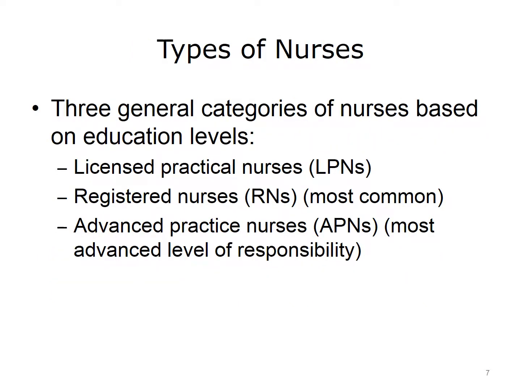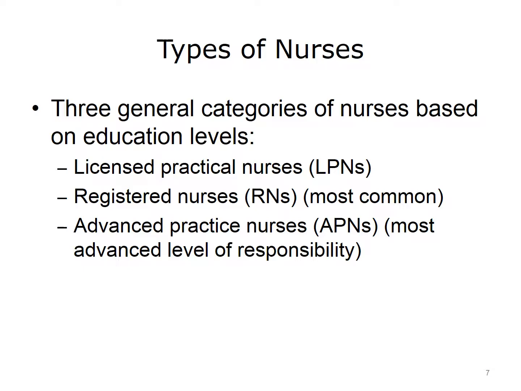There are many different types of nurses working in a variety of specialty areas in the United States. In general, most nurses fall into three categories: licensed practical nurse, or LPN, registered nurse, or RN, and advanced practice nurse, or APN. Of the three categories, LPNs have the least amount of education.